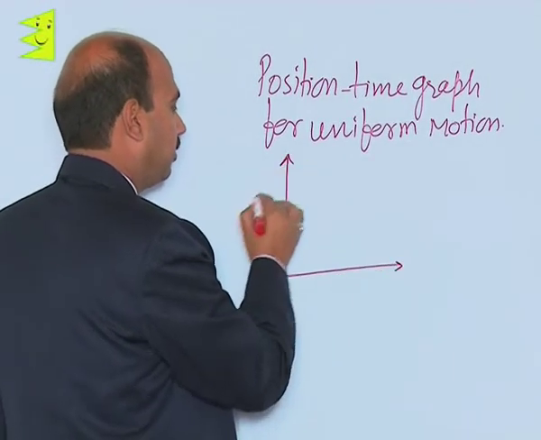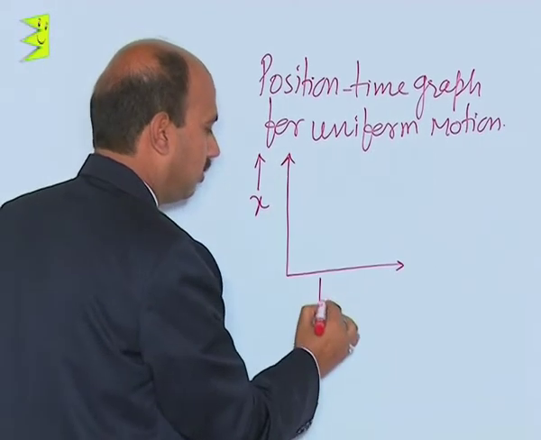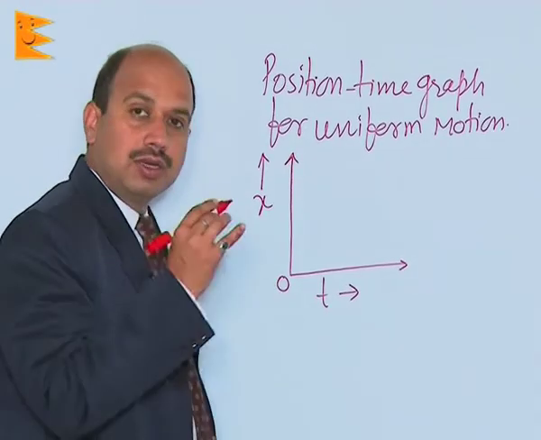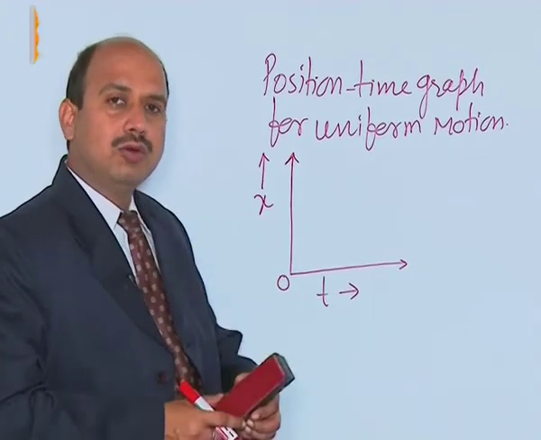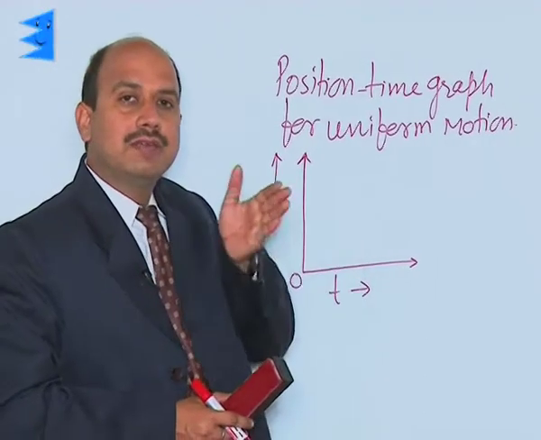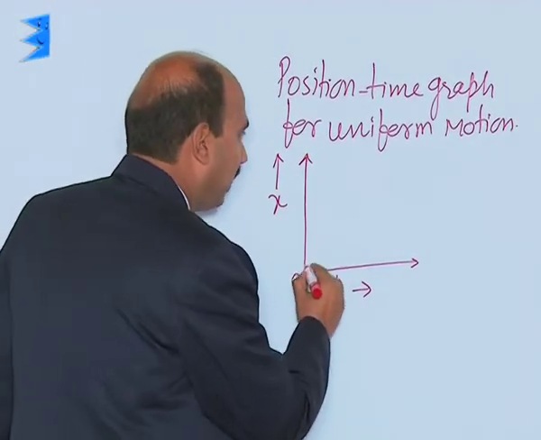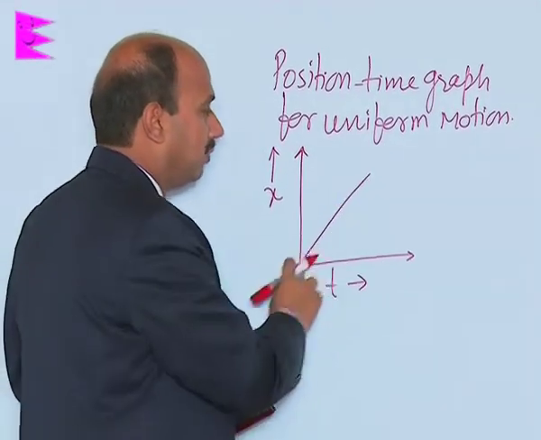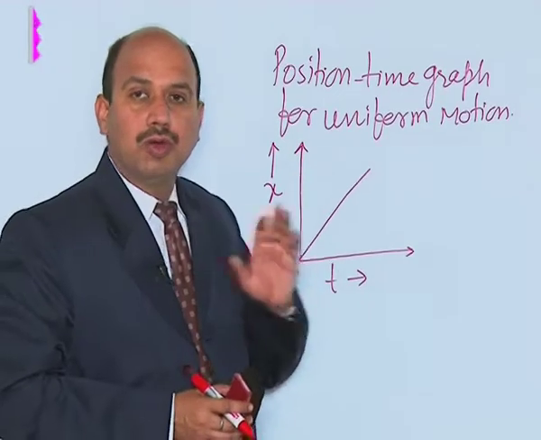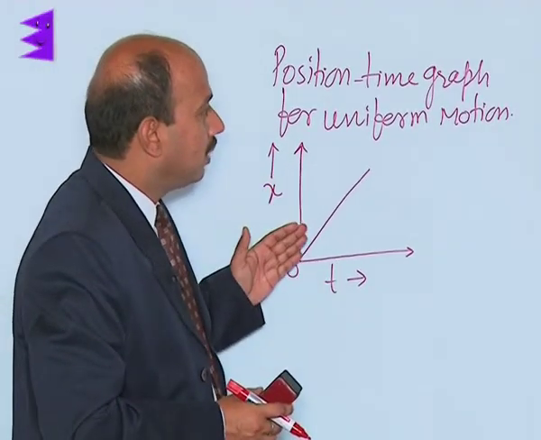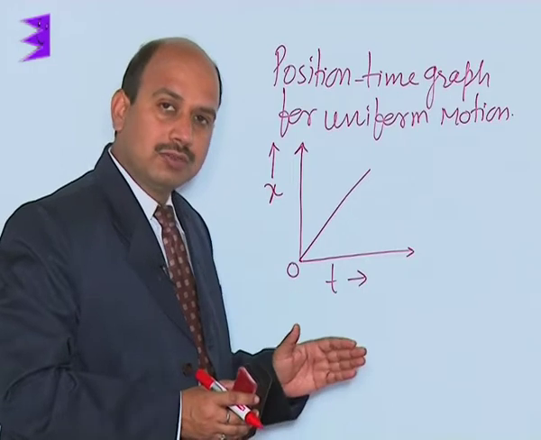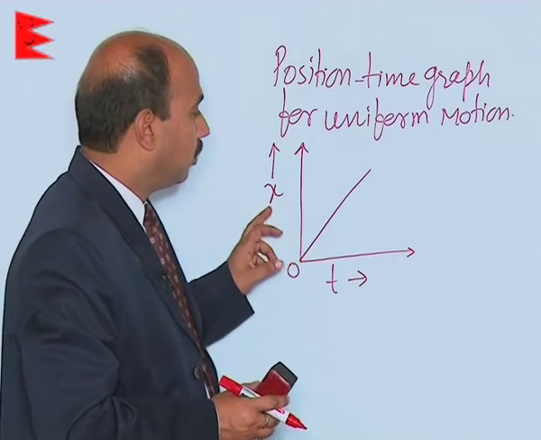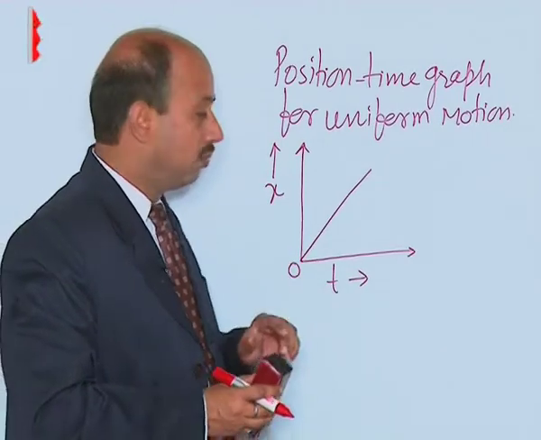Now, see here, this is your x axis and t is time, this is the origin. If you draw the graph between x and t, it means write down the value of x for the different time intervals. So, you will be getting a graph like this. This straight line graph shows the motion is uniform. So, if the body is moving with uniform speed or uniform velocity in a straight line, then we can draw the graph like this. So, this is a position time graph for uniform motion.